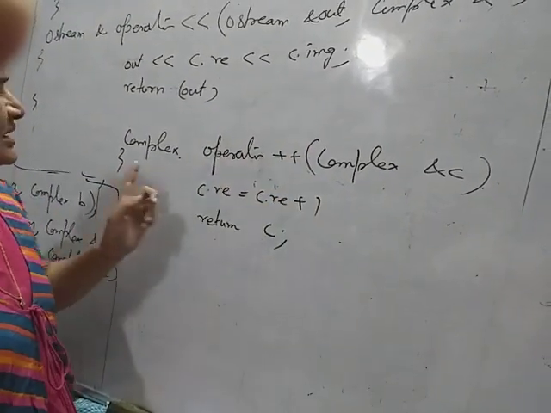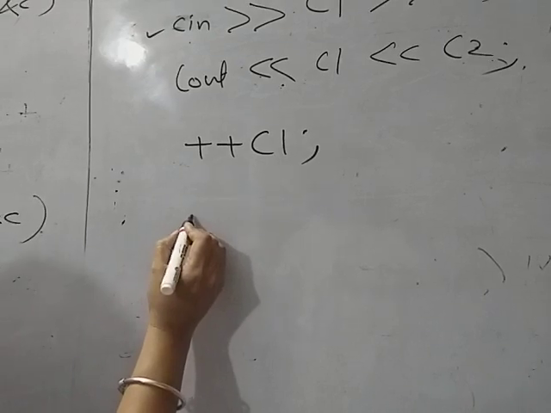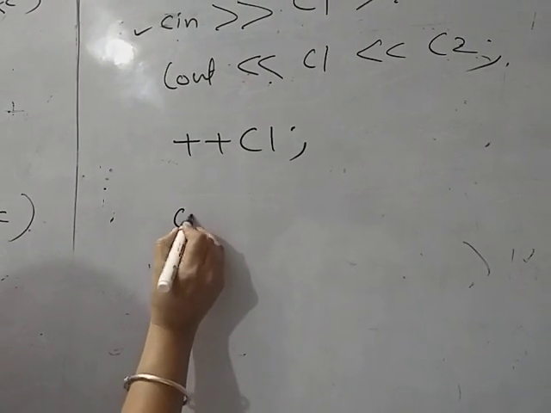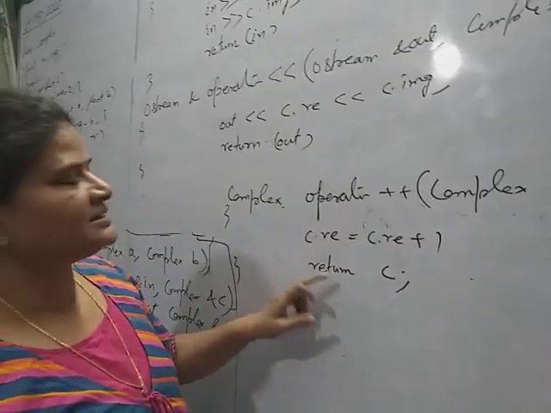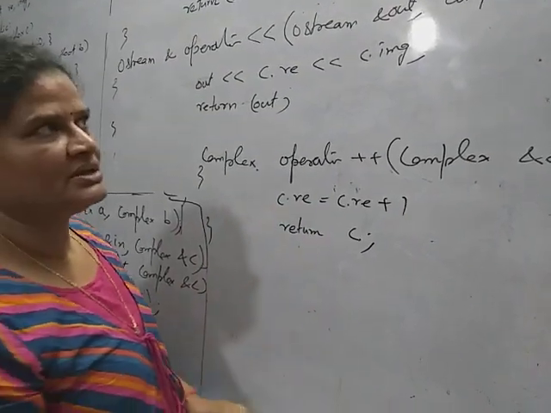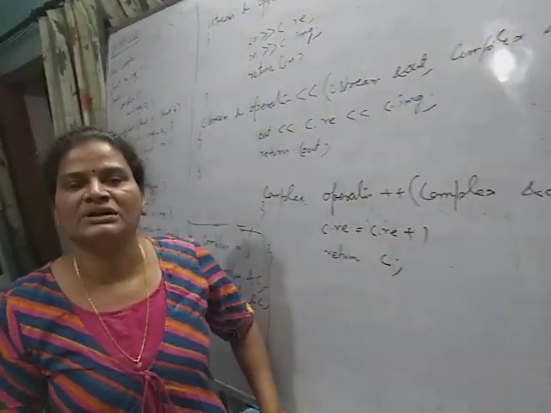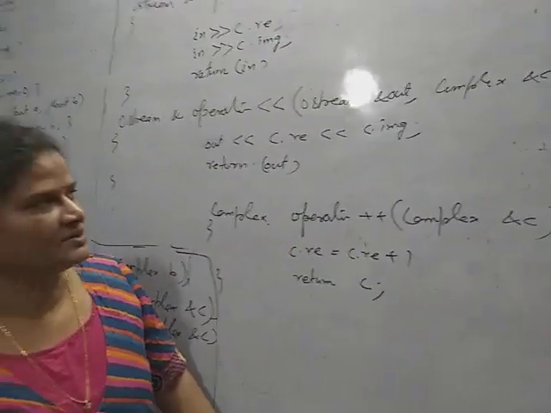Suppose here I am writing this statement like this, say C3 = ++C1. In that case, the ++C1 will be performed, and whatever be the object, this will be returned to the complex object. So that's why return C is used. Okay, so in this way you can overload the operators either using operator member function or through friend function. Okay, thank you.